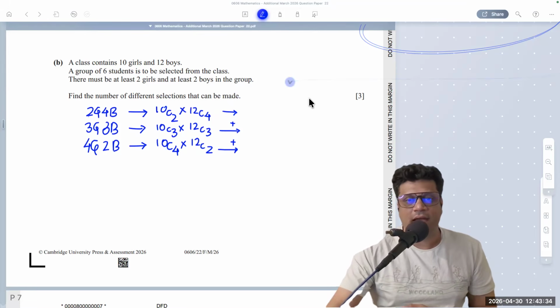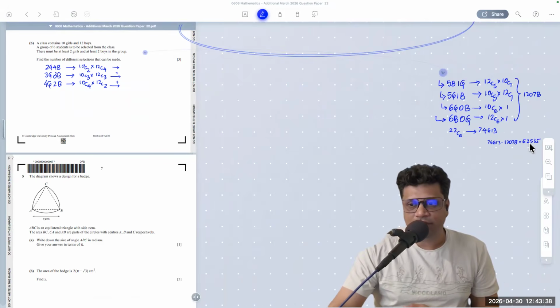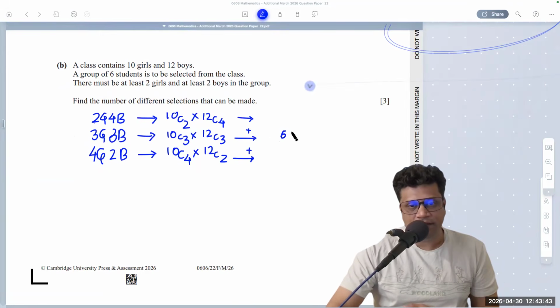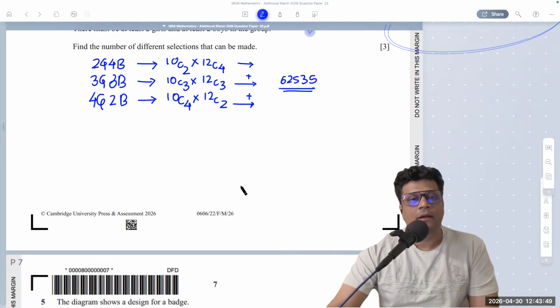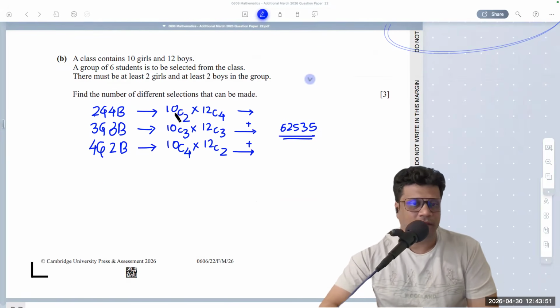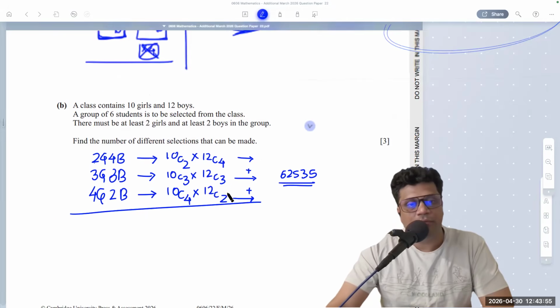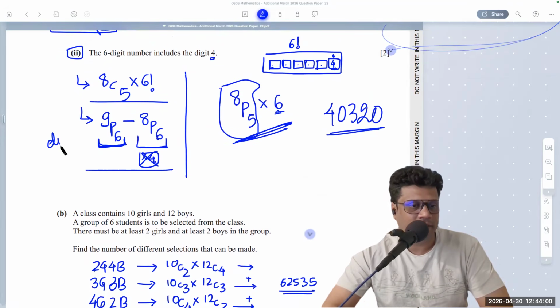So this finally would come out to be 62535. When you add them all, 62535. Okay. Another approach for the same question is elimination.